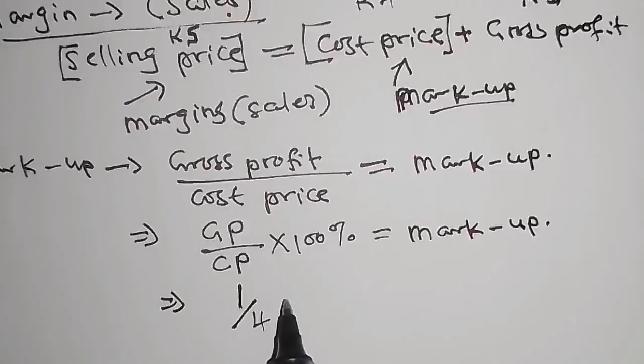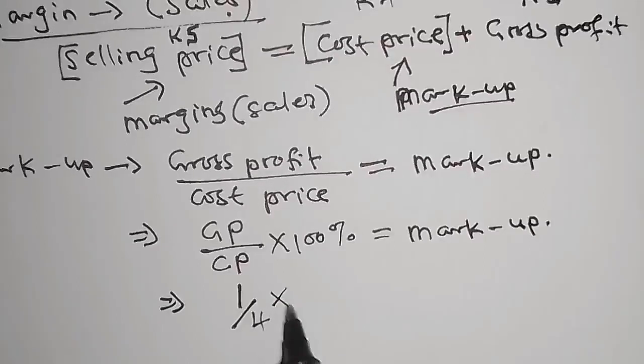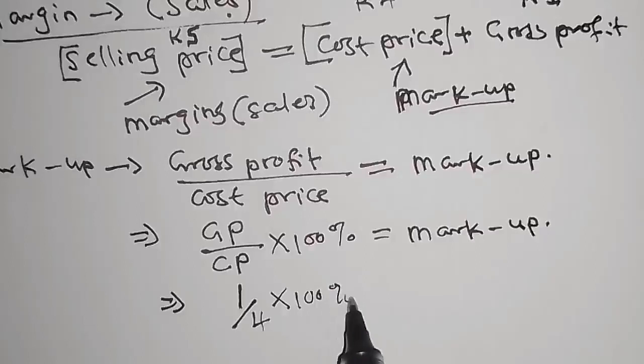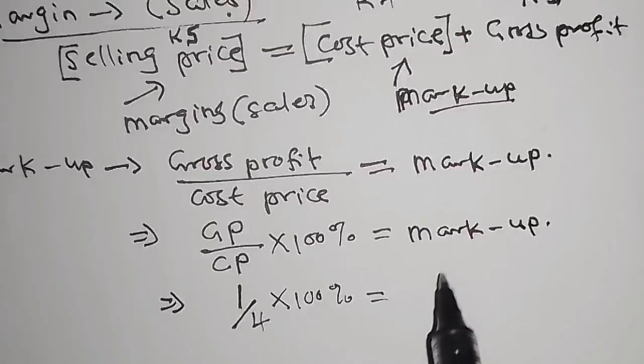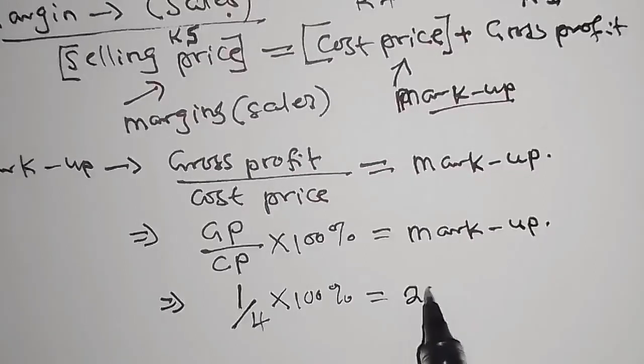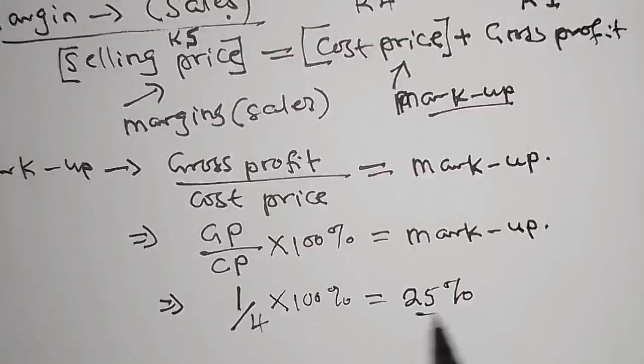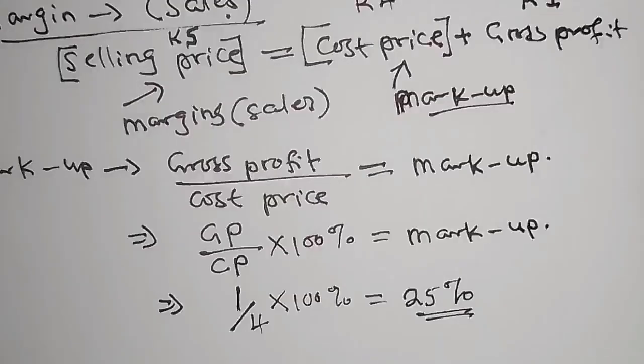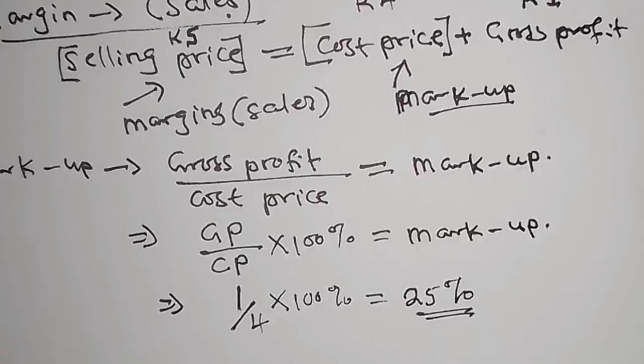Multiplied by 100, this is just going to give you 25%. So make sure you do understand what you're talking about.